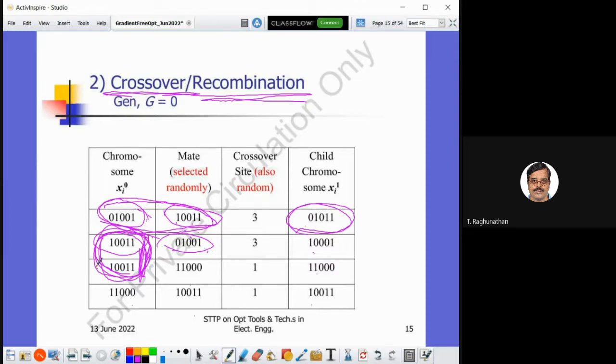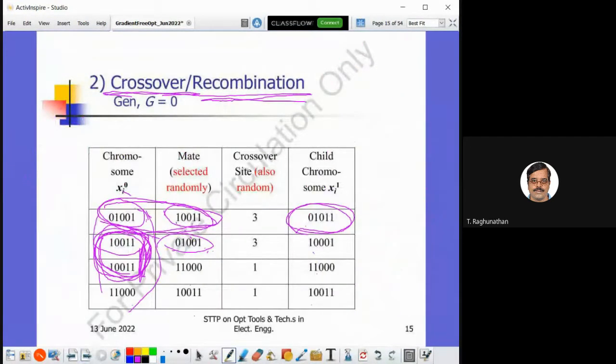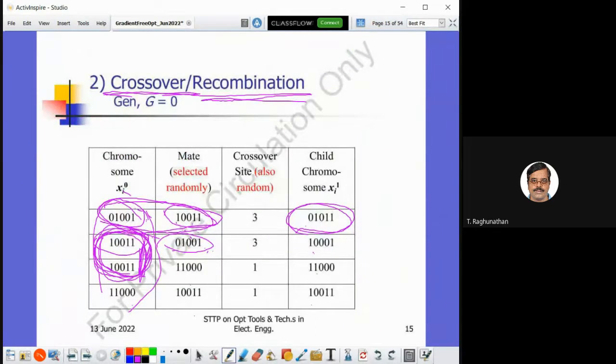The weakest individual here, that is 00010, is not there in the list of parents at all. And the strongest individual, 10011, is present twice in this mating pool.